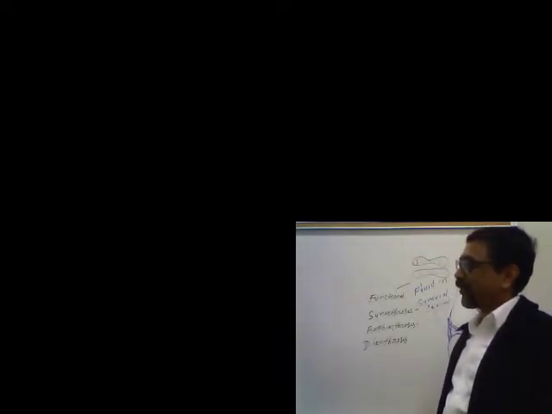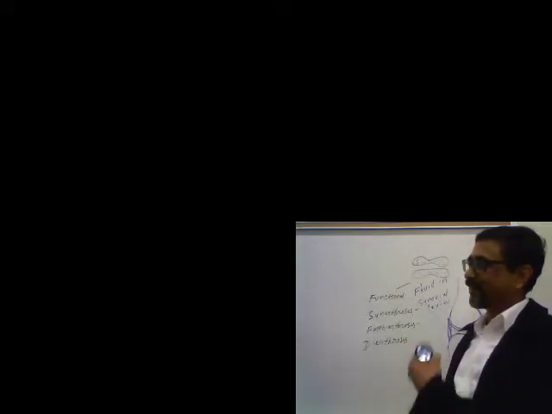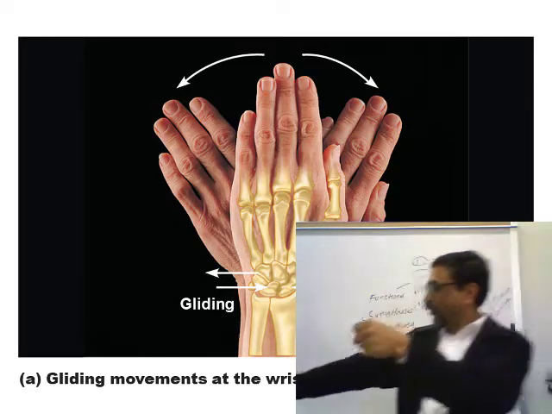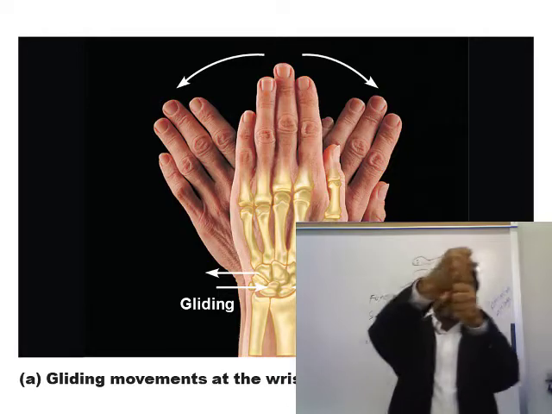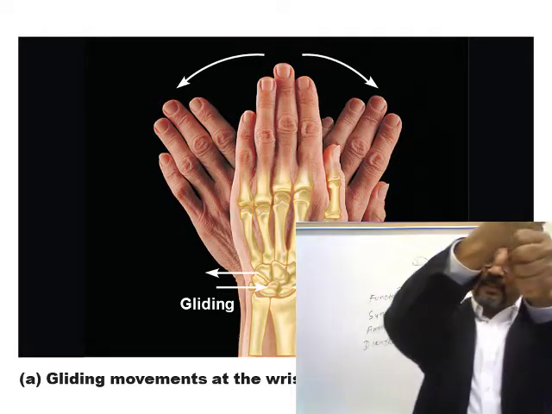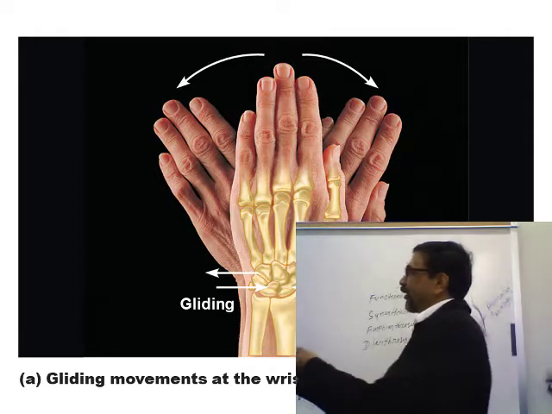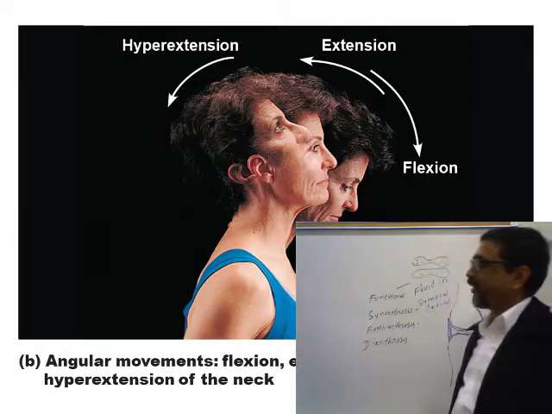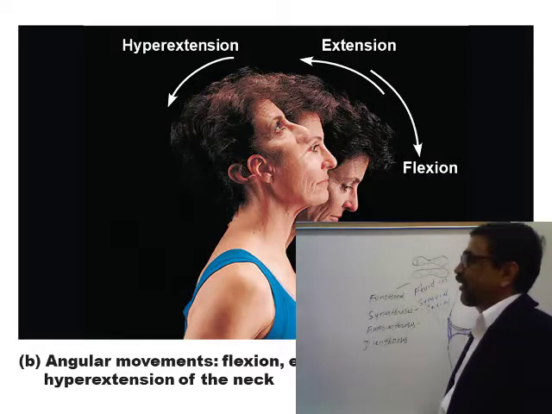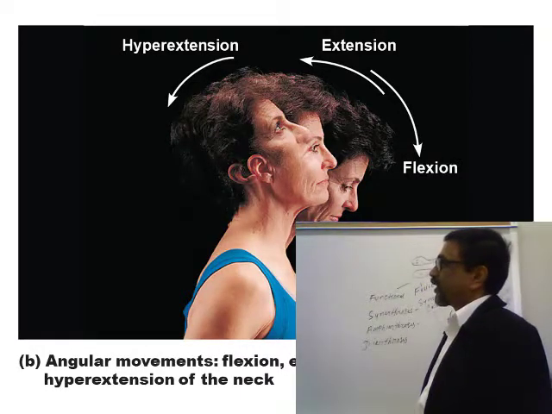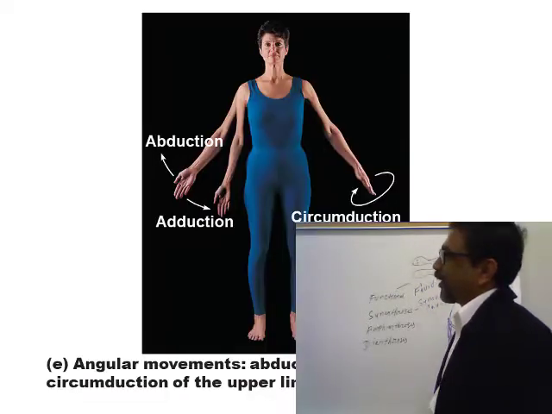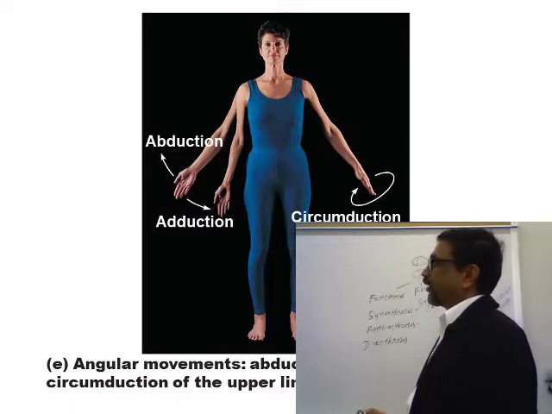Now here you see, I will quickly go, I gave you these examples for a long time. Gliding: if two flat surfaces, for example two carpal bones, move like this, that is gliding. This is flexion of the head, extension of the head, hyperextension, flexion of the upper part of the body, extension, hyperextension. I gave you these examples. Abduction, adduction, circumduction, rotation.